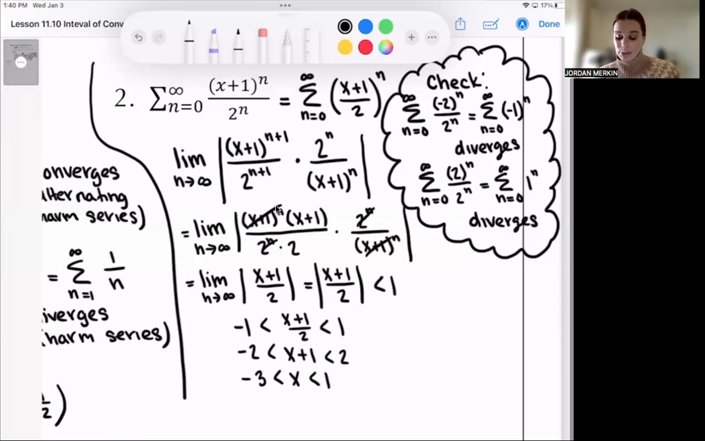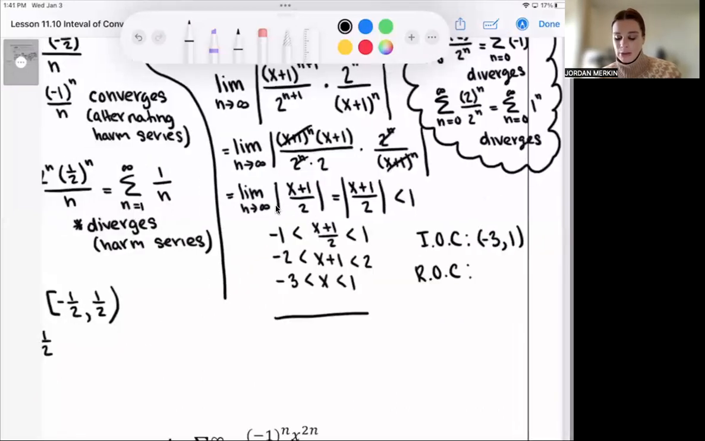So for this one, your interval of convergence is from -3 to 1. And then the radius of convergence, well, think about what number is between. So we have 0, 1, -1, -2. Whoops, I didn't make that quite long enough.